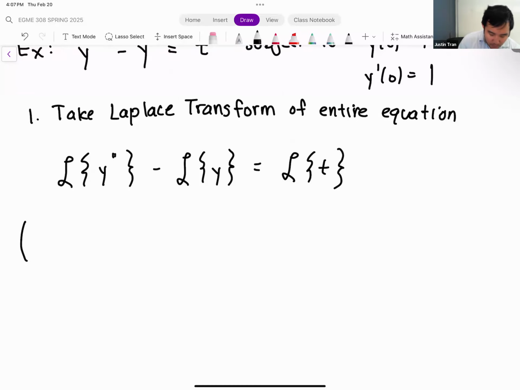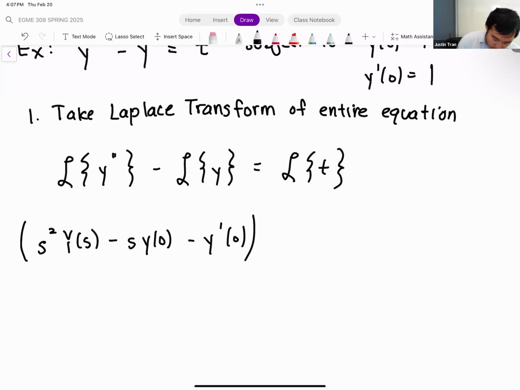All right, so let's go ahead and evaluate these expressions. So first we have the Laplace transform of y''. So that is the Laplace transform of a second order derivative of a function. And so this is going to be s squared Y(s) minus s y(0), the initial condition, minus y'(0). Okay. So this right here comes from that.